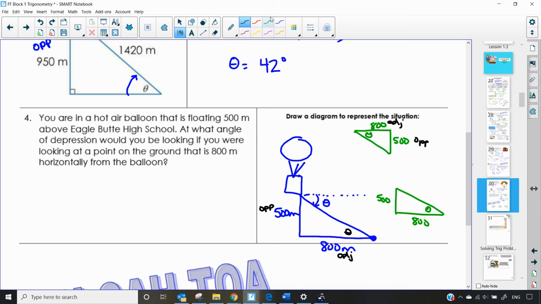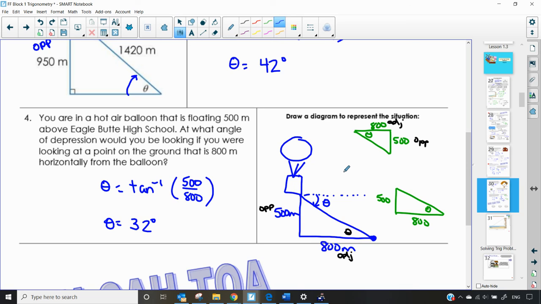So looking at this here, I'm going to be using tangent. So my angle is going to be tan⁻¹ of 500 over 800. And so my angle is going to be 32 degrees. All right, so that gives you a large number of examples.